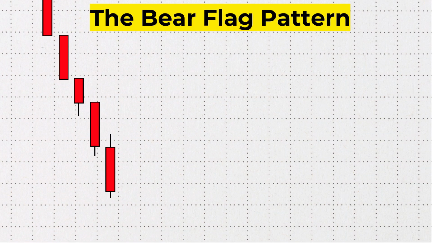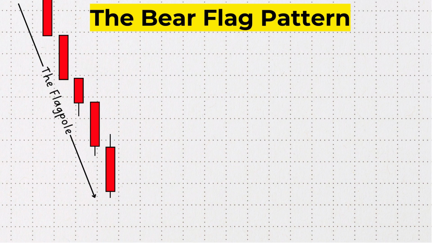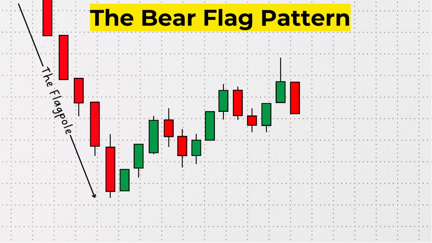A bear flag always begins with an impulse leg down. This impulse leg is a strong, aggressive sell-off that breaks structure and creates imbalance in the markets. That move is what we call the flagpole. After this expansion, price becomes stretched in the short term. Sellers begin taking profits and buyers attempt to buy the dip. Instead of reversing, price starts to consolidate.